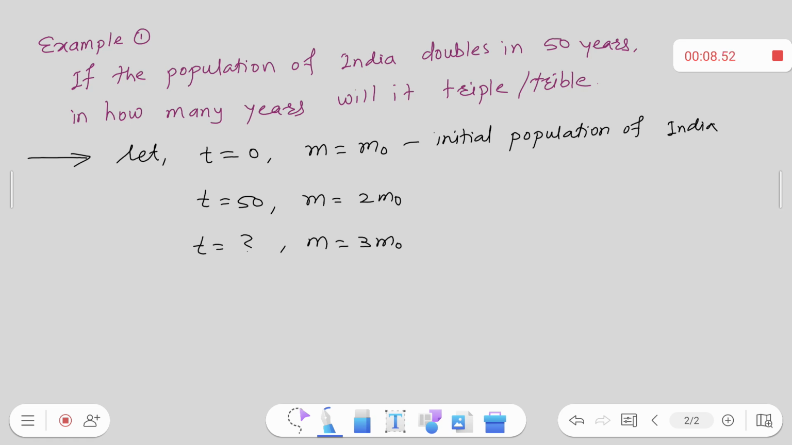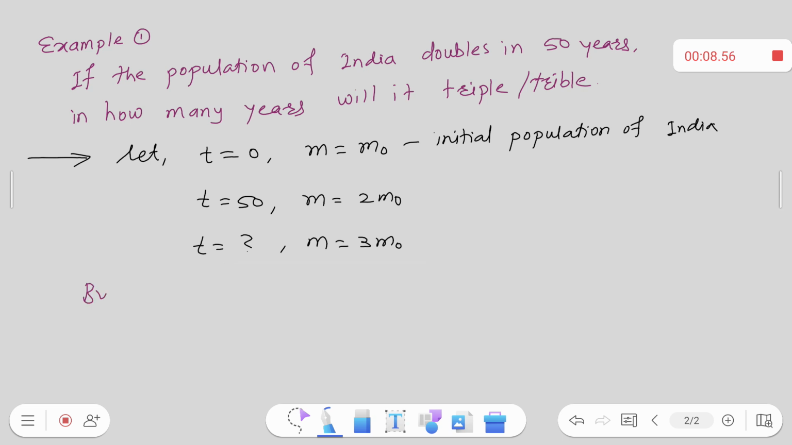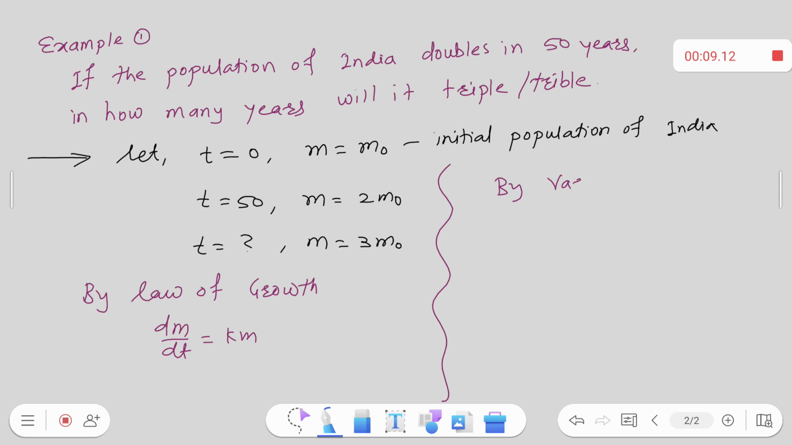So by the law of growth, dm by dt is equal to km, and by variable separable form, dm by m is equal to k times dt.